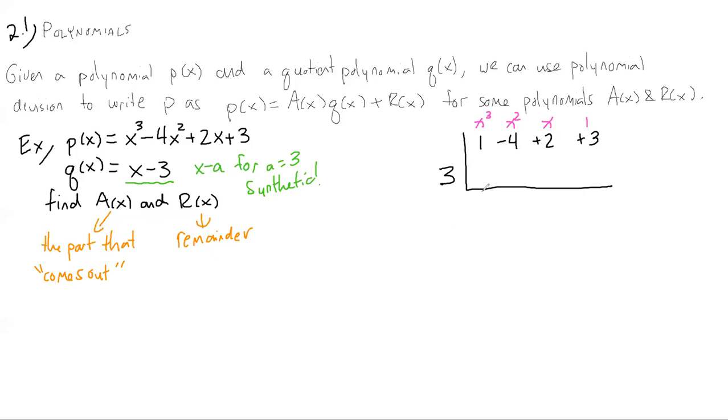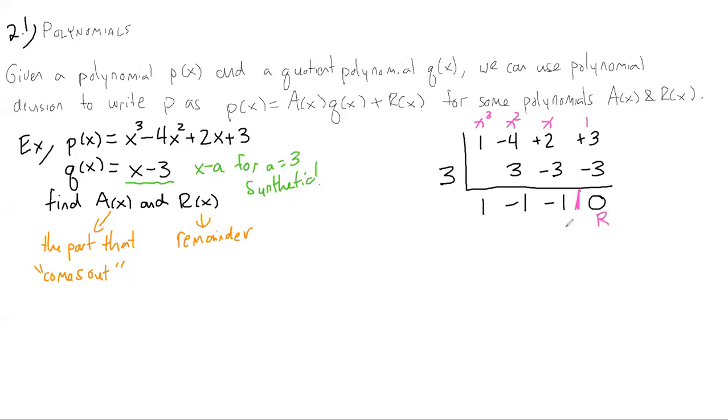And if you recall from synthetic division, we add up the first column to get 1, and we multiply 1 by 3 is 3. Add negative 4 plus 3 is negative 1. Multiply 3 by negative 1 is negative 3. Add 2 minus 3 is negative 1. Multiply 3 by negative 1 is negative 3. And we add and get 0. Remember I said 0 remainder is very nice. So that's our remainder, 0.